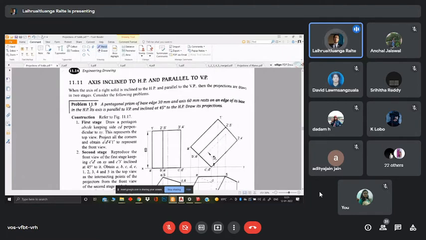Now let's go on directly to the problem. A pentagonal prism of base side 30 mm and axis 60 mm rests on an edge of its base in the horizontal plane. Its axis is parallel to the vertical plane and inclined at 45 degrees to the horizontal plane. Draw its projections. Right, now we have an axis parallel to VP and inclined at 45 degrees to the HP.